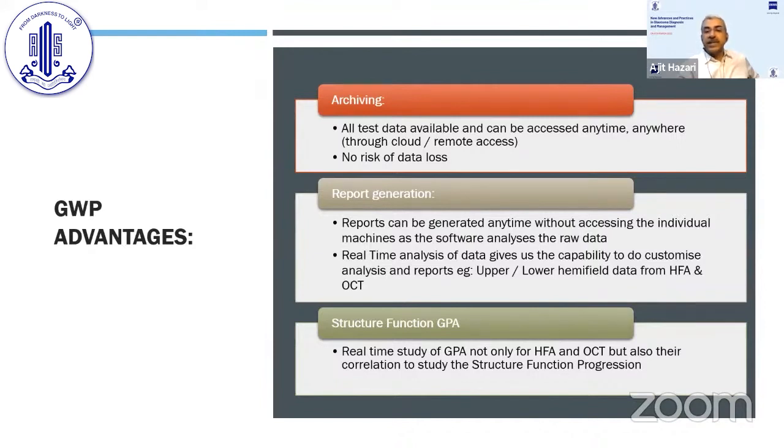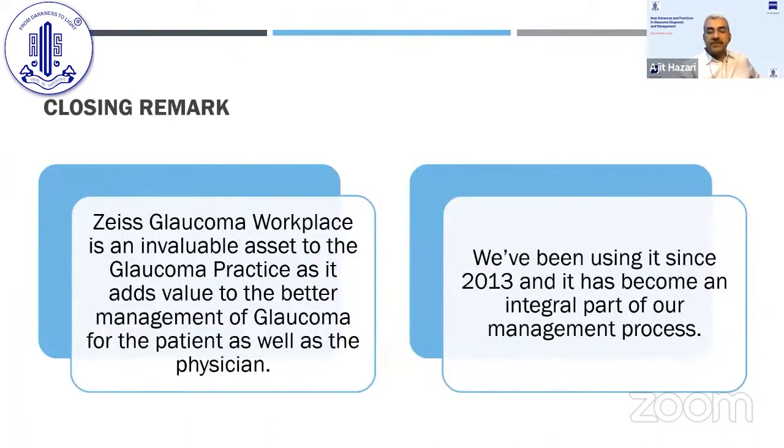The real-time analysis of data gives us the capability to do custom analysis and reports, for example, the upper or the lower hemifield data from the perimeter or the OCT. And real-time study of the glaucoma progression analysis, not only for the perimeter and the OCT, but also their correlation to study the structure-function progression. I wasn't able to pull up the report of the structure-function GPA in the video, but you can get a special report which talks about the structure-function progression, and we can give that to the patient.